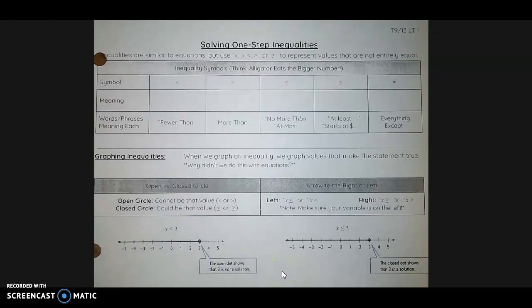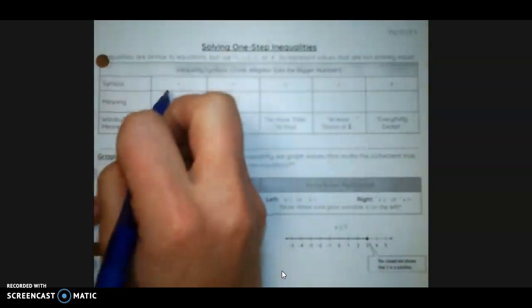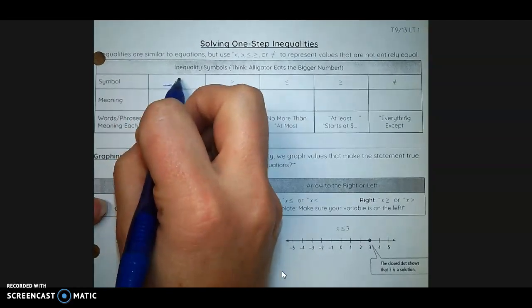Hello. Today we're going to be solving one-step inequalities. And so what we did was we talked about what does it mean to be equal, and it means to be the same. And so we said in something that is unequal, the "in" means not. So inequalities are not equal. And so we have some symbols that help us figure this out and help us to show this when we are working.